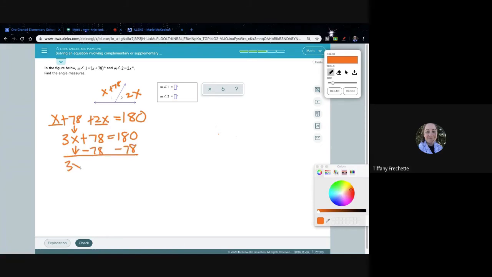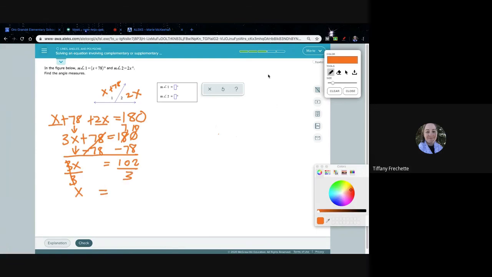And I have 3x. Okay, we're still good. So we have 3x, 78 positive, 78 negative. Those cancel like we want them to. Equals, and we're going to subtract here. So we have 10, 2, we get 0, and 1. So we get 101. Last step we want to do here is divide by 3. 3 divided by 3 is 1. Any number divided by itself is 1. So x just drops down by itself.